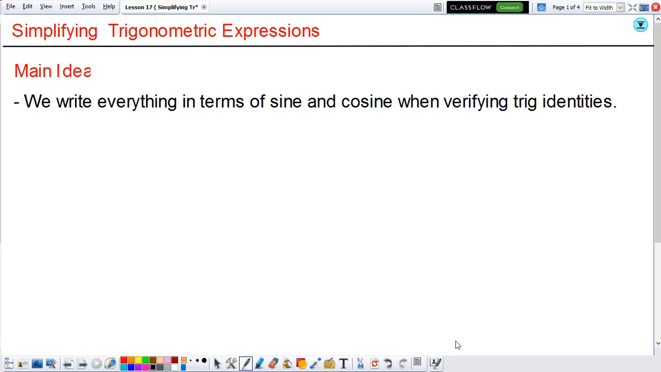Today, we will learn about simplifying trigonometric expressions. Now, the main idea here is that when you're trying to simplify any kind of expression that involves trigonometric expressions, the strategy is to try to rewrite everything in terms of sine and cosine. Just like explained here in the main idea, we will write every term in terms of sine and cosine. We will try to verify or also simplify.